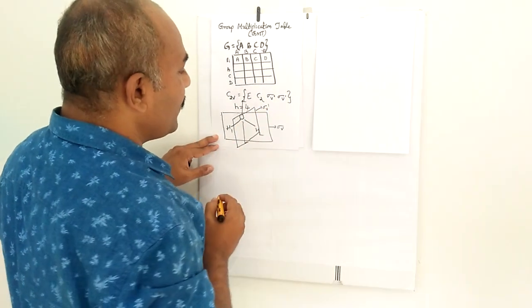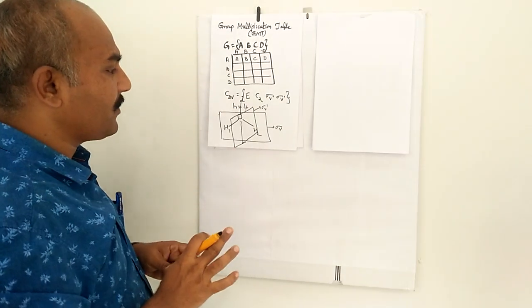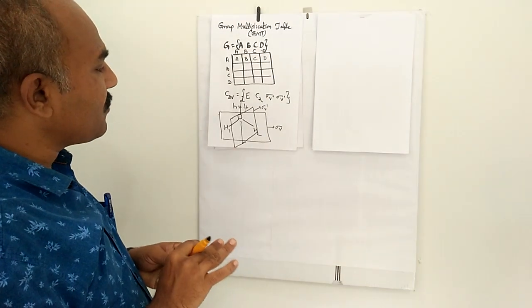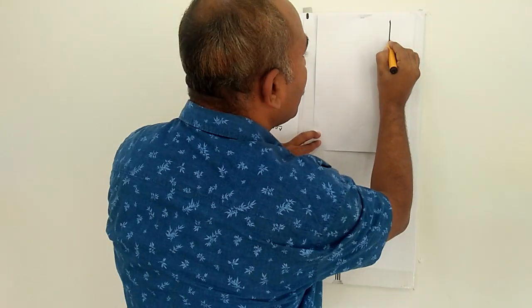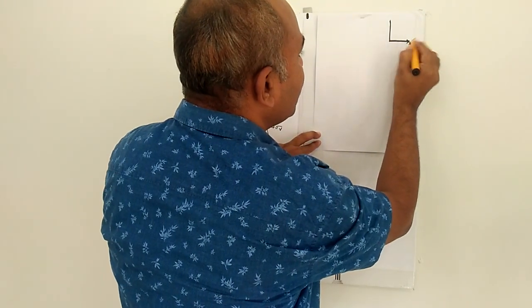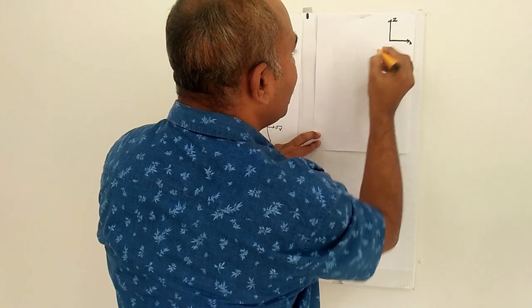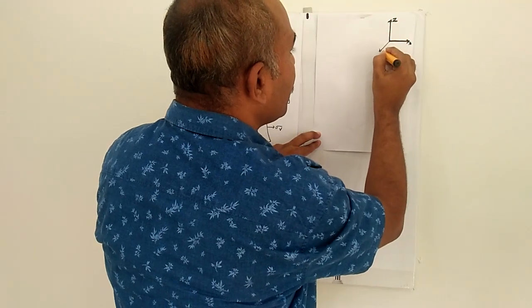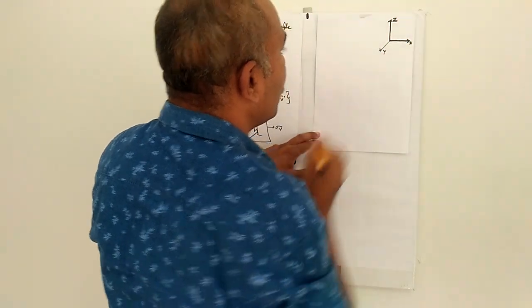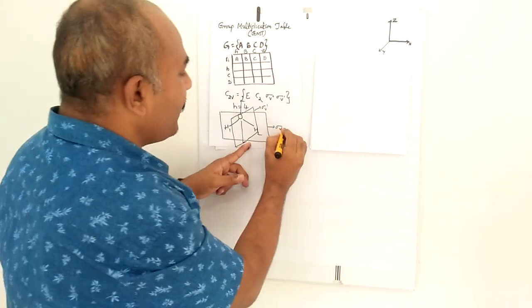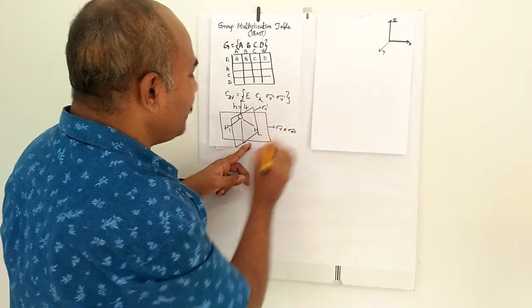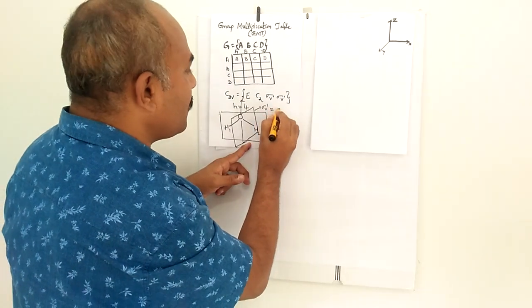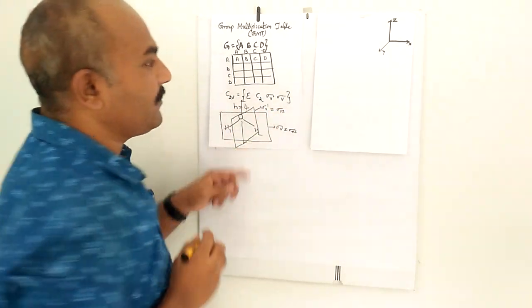When you fix the Cartesian coordinates for this molecule, this one you take as the x axis, this one the z axis, and this one you can take as the y axis. In such a case, sigma v is equal to sigma xz and sigma v dash is equal to sigma yz.